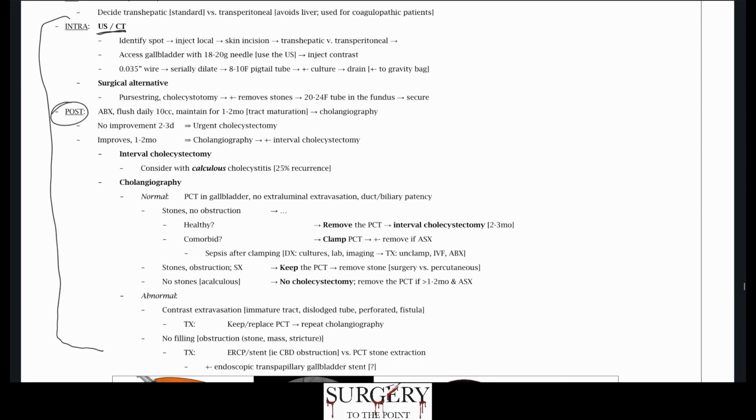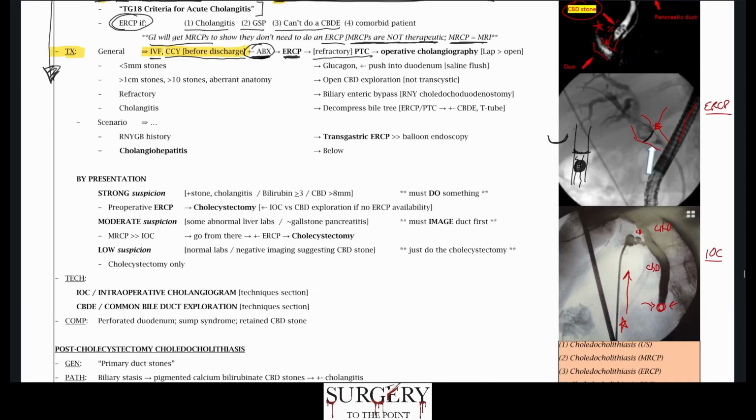We may save this for another lecture to talk about it more. So, you have a patient that has choledocholithiasis, but how do you treat them? Well, we've mentioned the IV fluids, the cholecystectomy before discharge, ERCP if possible, PTC if possible, or if not successful, then you have to plan on operative cholangiography. But before we get to that point, a way that I like to look at this is by presentation. So, do you have a strong suspicion, a moderate suspicion, or a low suspicion for choledocholithiasis versus cholangitis?